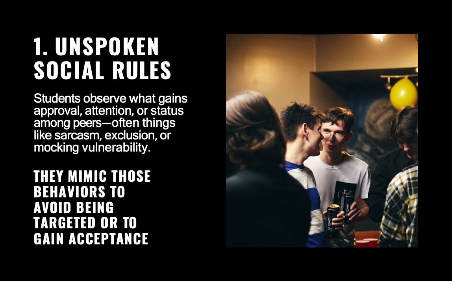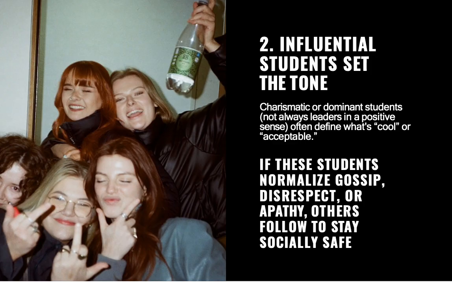Number 1, unspoken social rules. Students observe what gains approval, attention, or status among peers, often things like sarcasm, exclusion, or mocking vulnerability. They mimic those behaviors to avoid being targeted or to gain acceptance. Number 2, influential students set the tone. Charismatic or dominant students, not always leaders in a positive sense, often define what's cool or acceptable. If these students normalize gossip, disrespect, or apathy, others follow to stay socially safe.